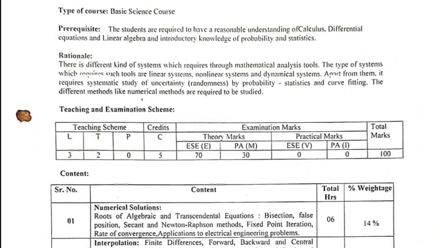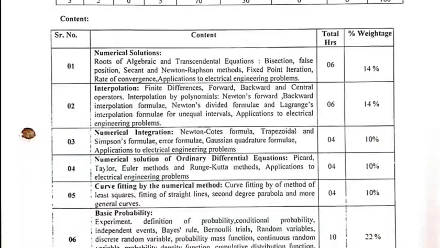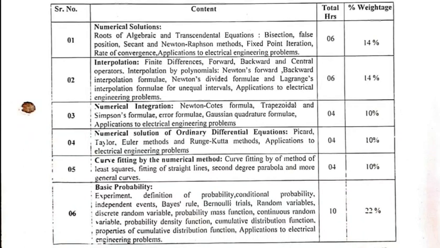The teaching scheme of this subject is a total of 3 hours of lectures plus 2 hours of tutorial. So total credit is 5, and the examination mark system is 70 marks of external exam plus 30 marks of mid, so total 100 marks. There are no practical marks in this subject. In this subject, we learn 7 units: 5 units of numerical methods and 2 units of statistical methods.